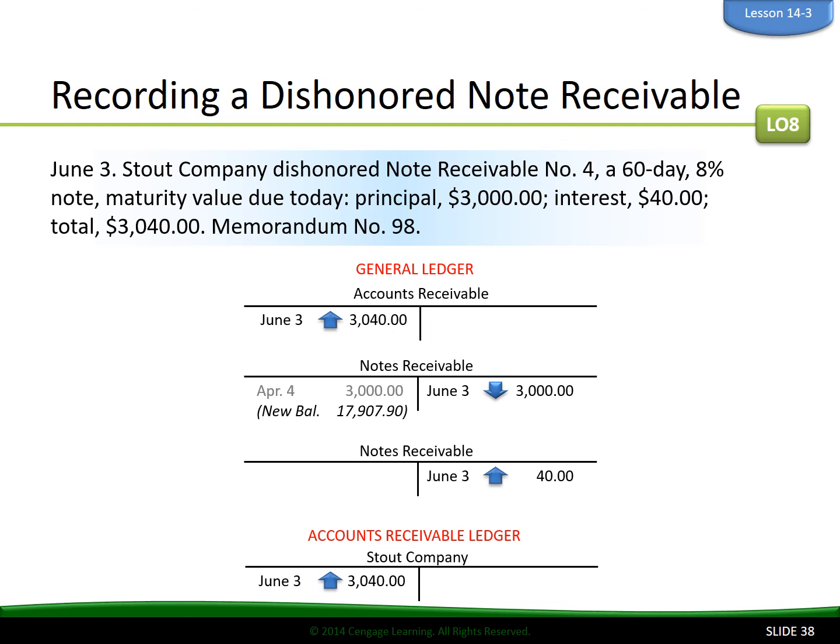Okay, so the accounts receivable will go up by that much. Notes receivable will go down by $3,000, and then interest income, on another line, will go up by $40. Okay, the accounts receivable ledger will just go up by $3,040.